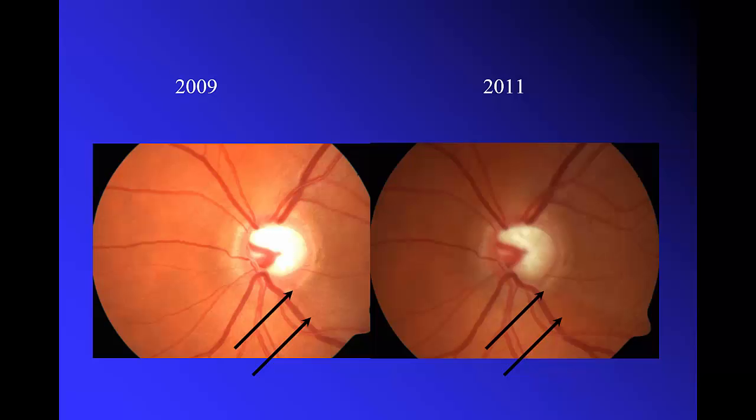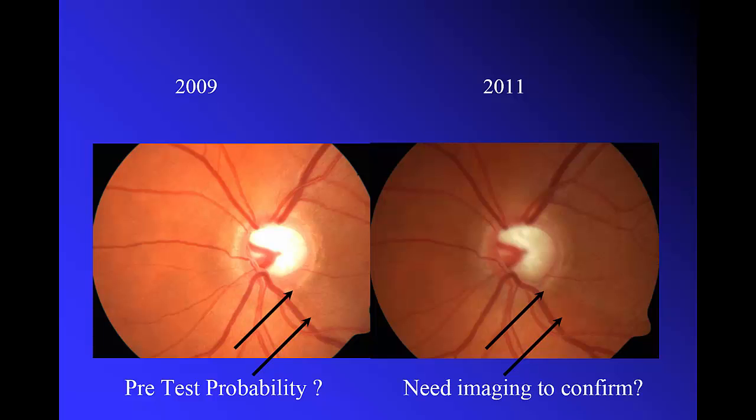Now you look at this patient's disc, the other disc over the last 2 years. And you can see how the rim there is lost. You can see the nerve fiber layer defect here has increased. And this is before we've done the OCT. So in this particular patient, what is your clinical pretest probability? Is it 10%? Right? And in this particular patient, do you really need imaging to confirm anything?